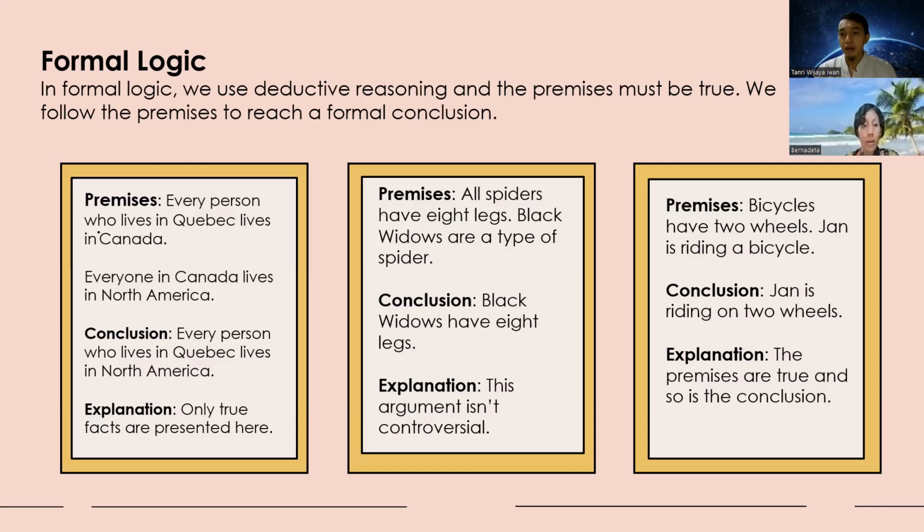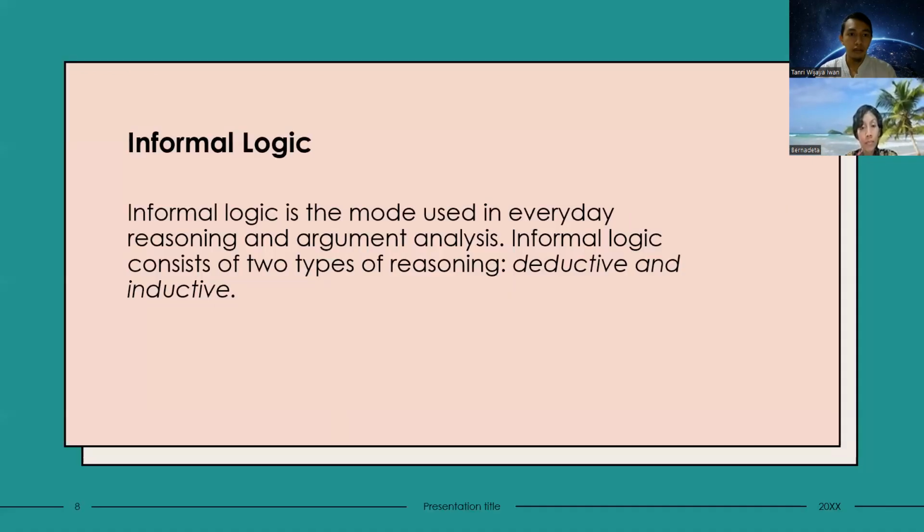And the next, bicycles have 2 wheels. Jan is riding a bicycle. So the conclusion, Jan is riding on 2 wheels. The explanation here is that the premises are true, and so is the conclusion. We are going deeper for the next. Now we are going to talk about informal logic. Informal logic is the mode used in everyday reasoning and argument analysis. Informal logic consists of two types of reasoning, deductive and inductive.